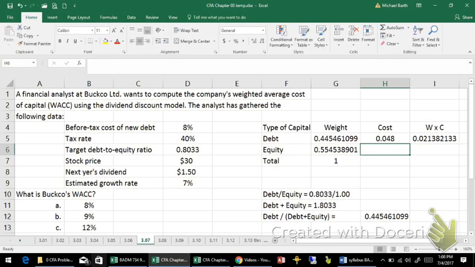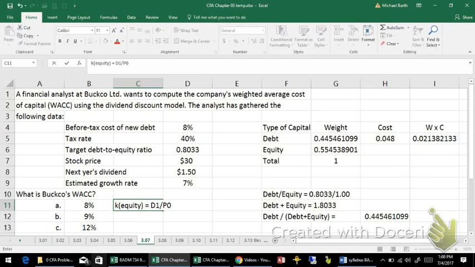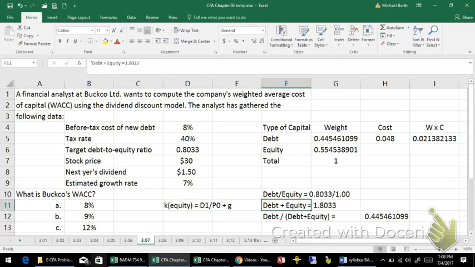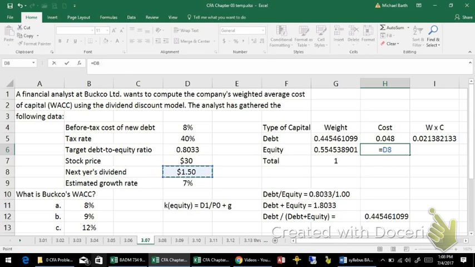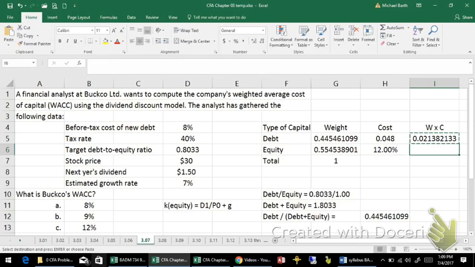I can use the dividend discount model. Cost of equity would be equal to D1 over P0 plus g. So I've got next year's dividend divided by the current price, and then add the long-term estimated growth rate. So now I've got a cost of equity capital around 12%.